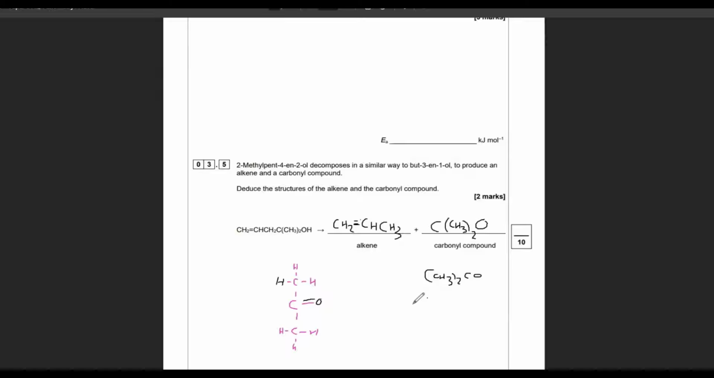We could go CH3COCH3 like that. That would also be acceptable. And there we go. Anywho, that's going to get us full marks.